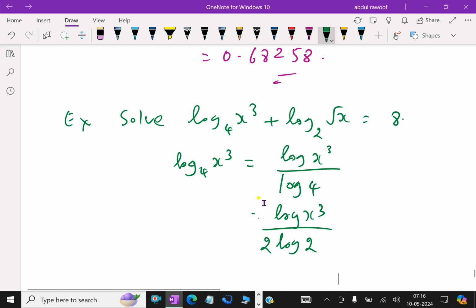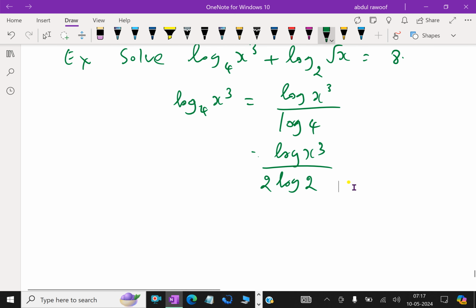Now, therefore, we can write this as here, both are, we are introducing the base as 2 here, 2 here, which is equal to log base 2 of x cube over 2 log 2 base 2, which is 1, therefore it is 2. Therefore, instead of log x cube base 4 is this.